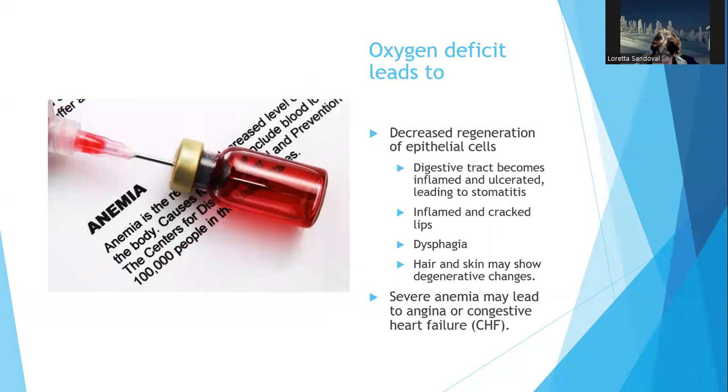So the decreased regeneration of epithelial cells then starts to cause its own problems. We know that the digestive mucosa is made of epithelial cells. So the digestive tract can become inflamed and ulcerated if you are not sufficiently regenerating those cells, and that can lead to stomatitis, which is inflammation of the mouth. Inflamed and cracked lips, dysphagia, which is difficulty swallowing, and you might see degenerative changes in hair and skin. And so these are all areas where there are rapidly producing cells, epithelial cells. We're not getting regeneration of those cells, and that's a problem, right?